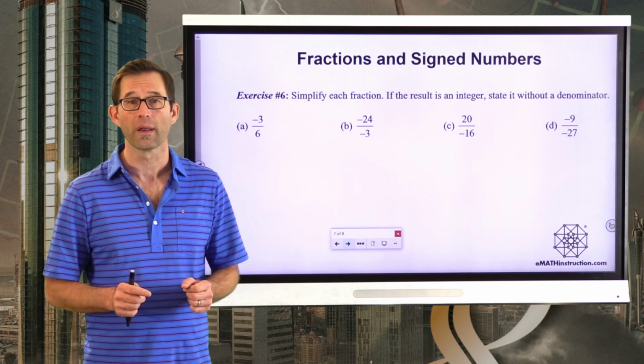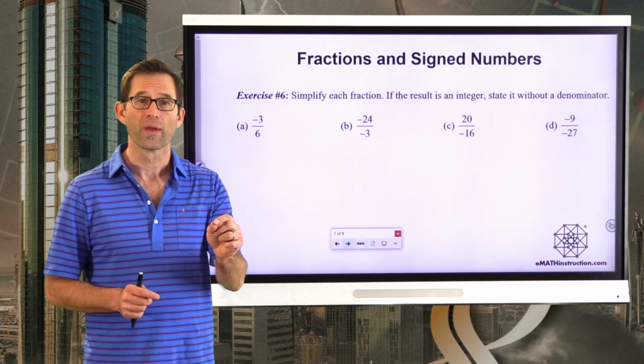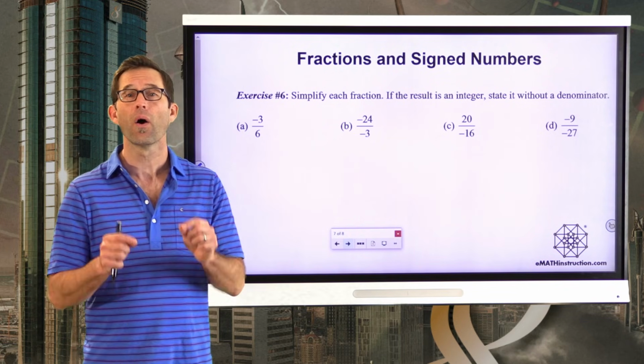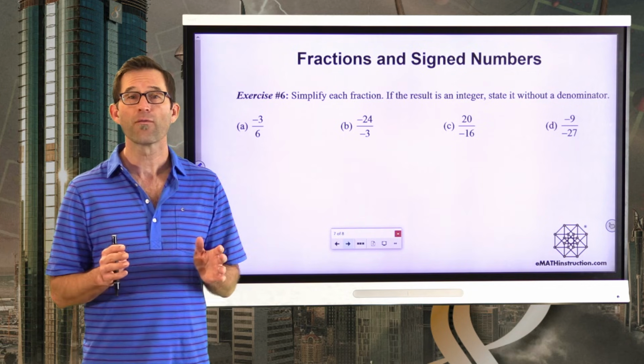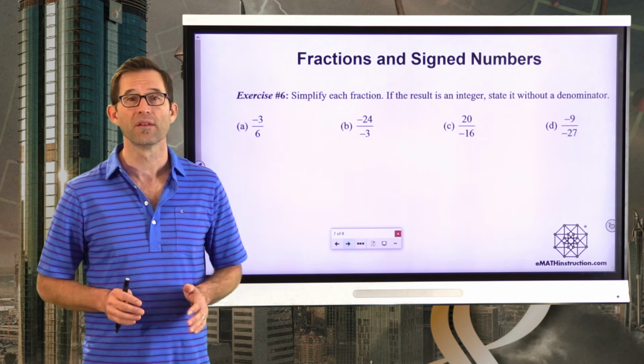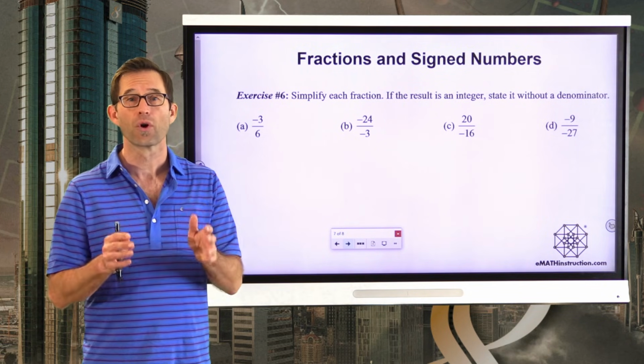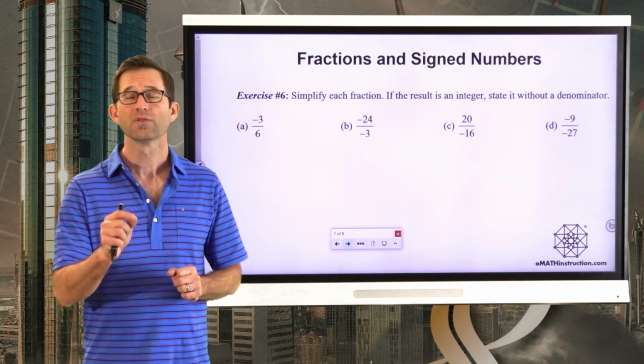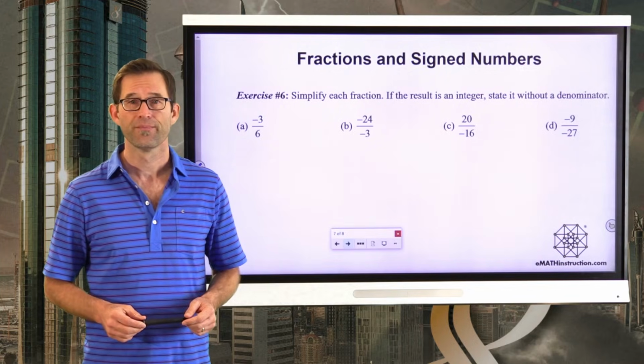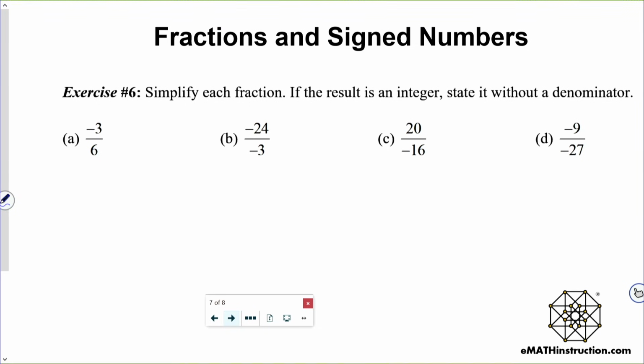It represents a quantity. But the other important thing we should remember about fractions is that they also represent division, and therefore they play by the same rules that division does in terms of positives and negatives. So let's look at exercise number 6. Simplify each fraction. If the result is an integer, state it without a denominator.